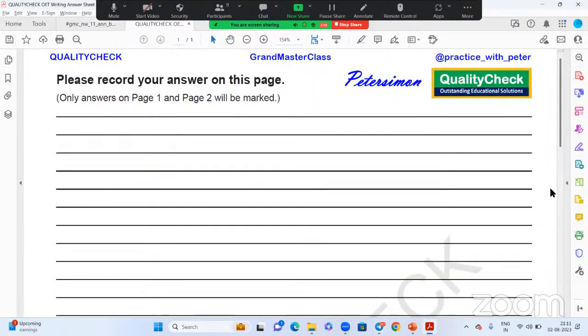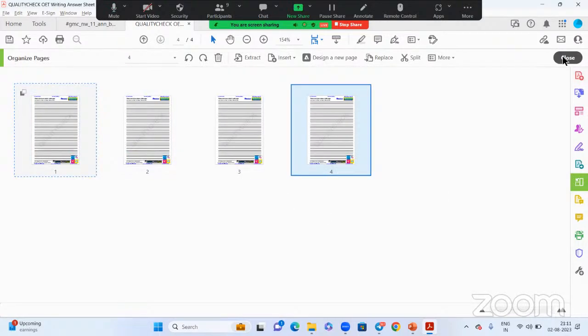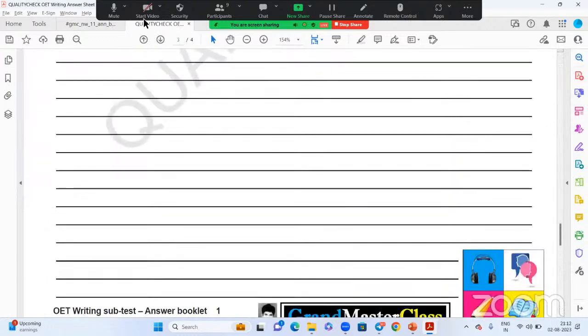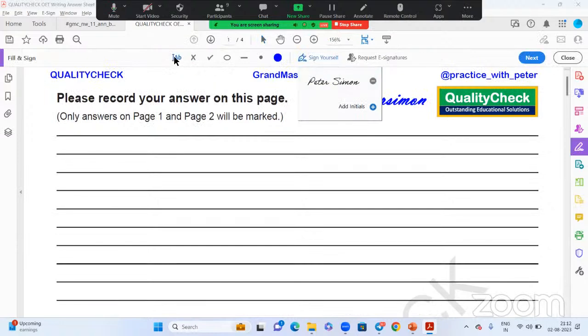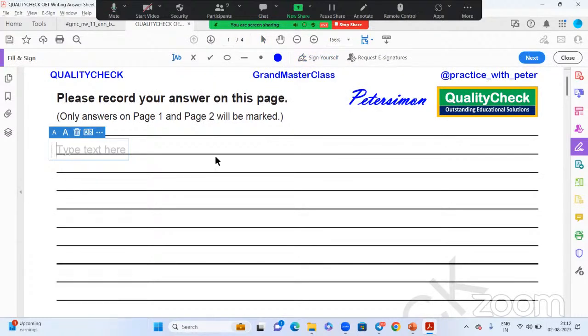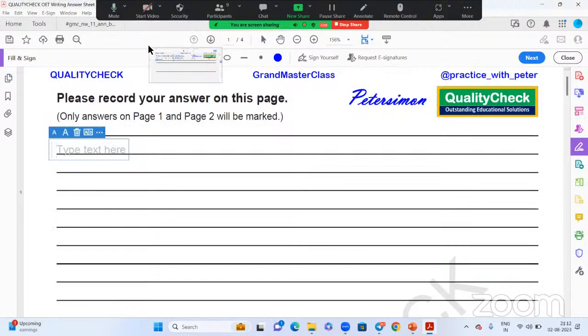Yeah, this is the answer sheet. So we are going to the first page. In the first page, don't write in the first line. Leave this line. No problem. Nobody is going to punish you. Then you start writing from this line here. So now here you are going to write the address. Address should be written first.